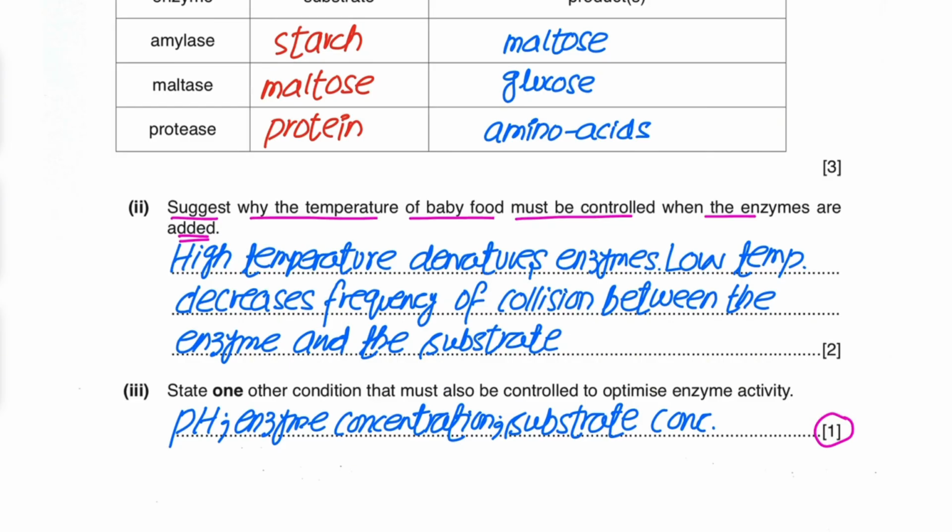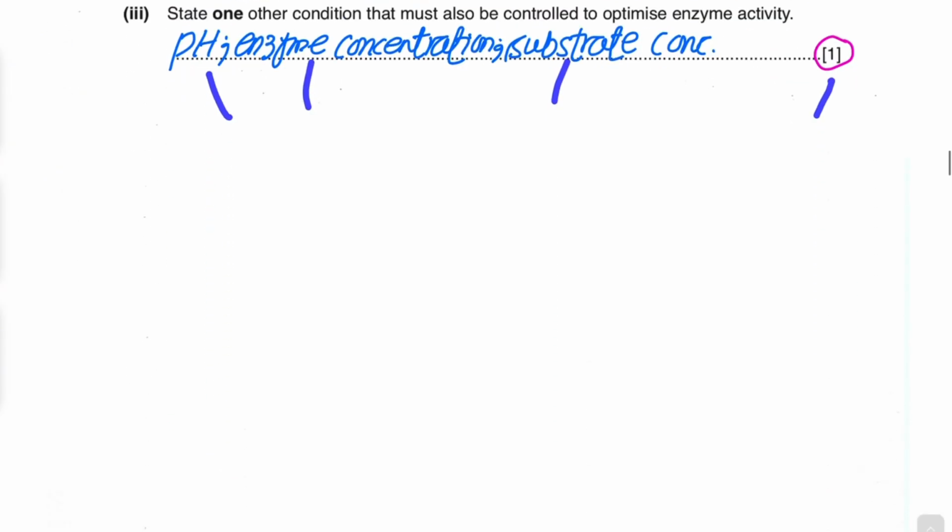For 1 mark, they say to state one other condition that must also be controlled to optimize the enzymatic activity of the enzymes we are adding to their food. There are a lot of factors. Except for temperature, we have pH, the concentration of the enzyme, and the concentration of the substrate. So for 1 mark, you have to write any one of these points.